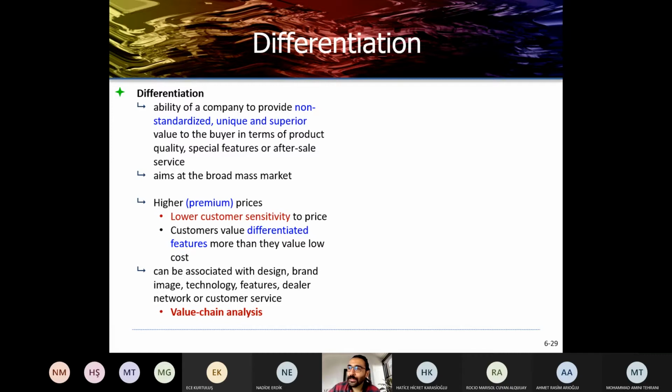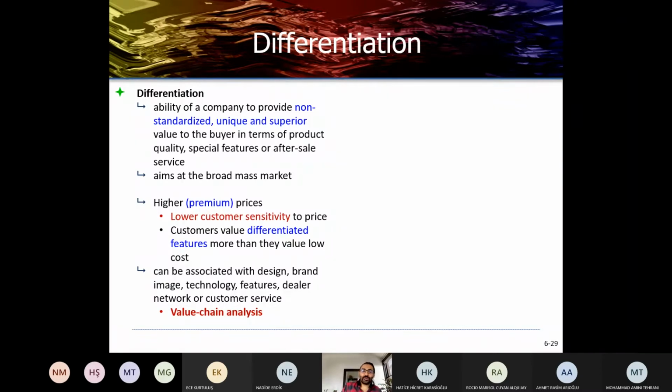It could be design, it could be a technical specialty, technical features. It could be after-sales services. It could be logistics. It could be anything that the customer values, so that they tend to spend more money on your products rather than the standardized ones.